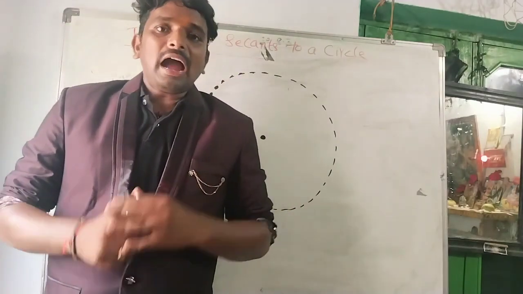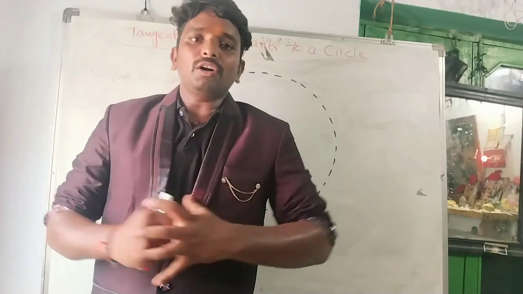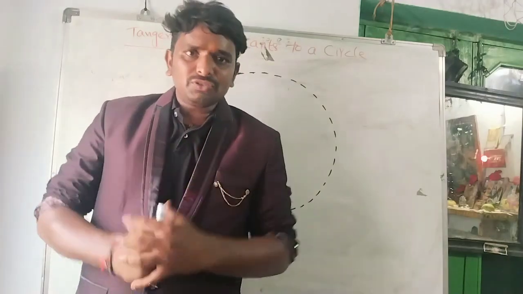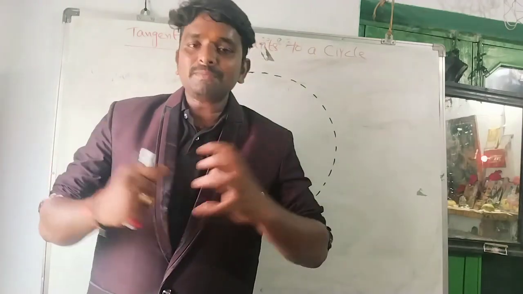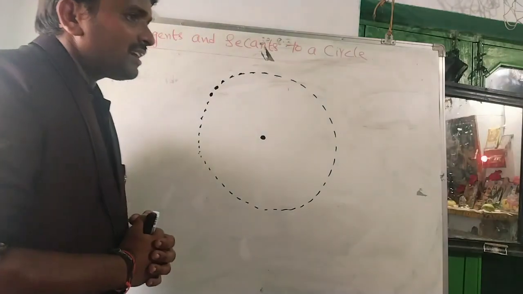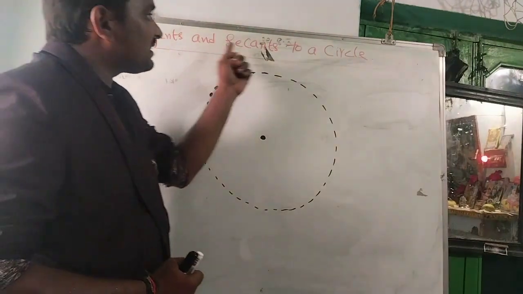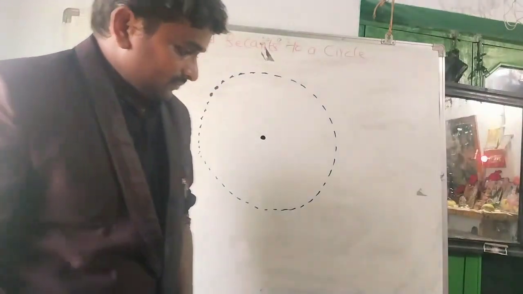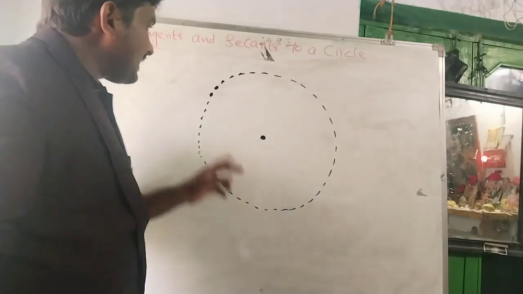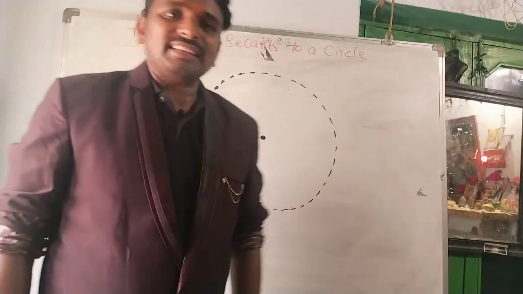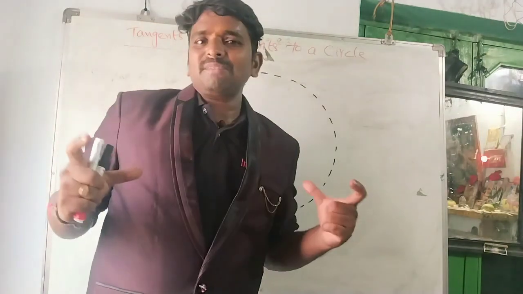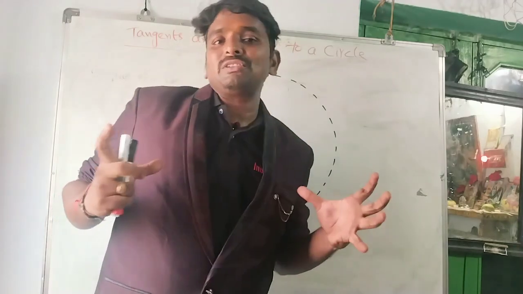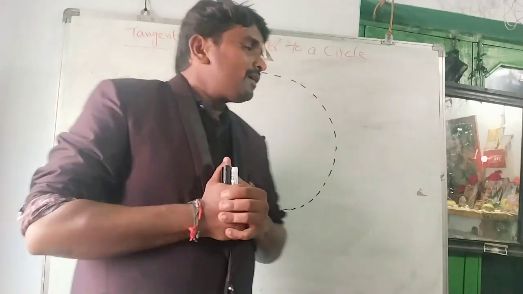Today I would like to start one of the important chapters in 10th mathematics, that is tangents and secants to a circle. What is that lesson? Tangents and secants to a circle. This is a very simple chapter, at the same time this is a very useful chapter and very important, right?